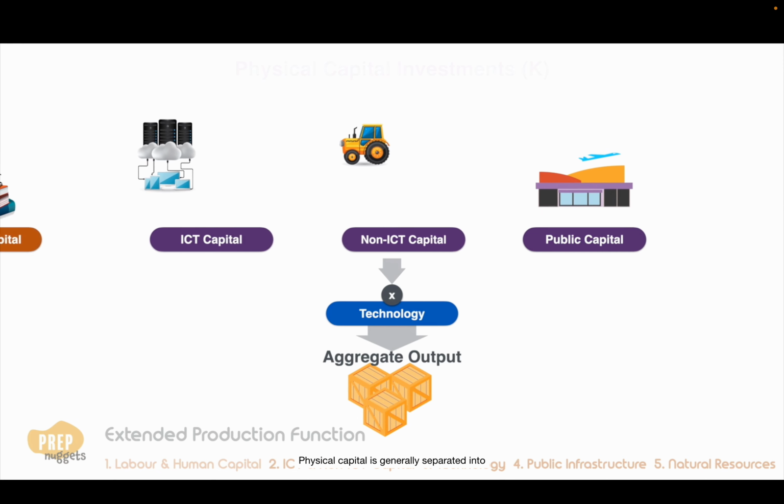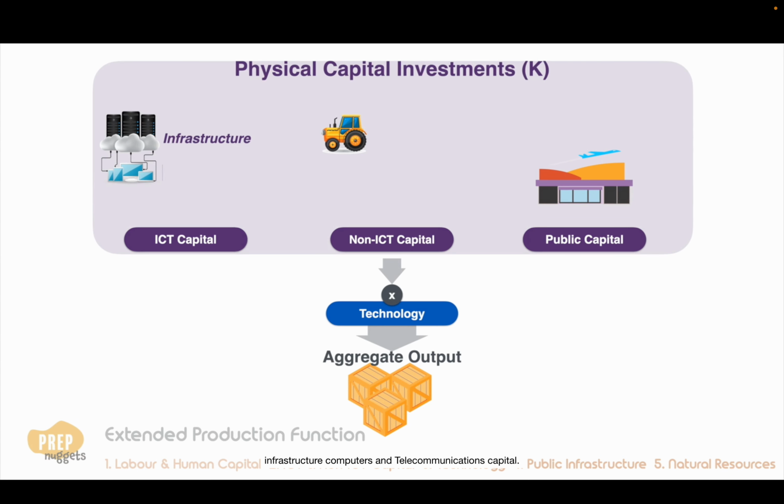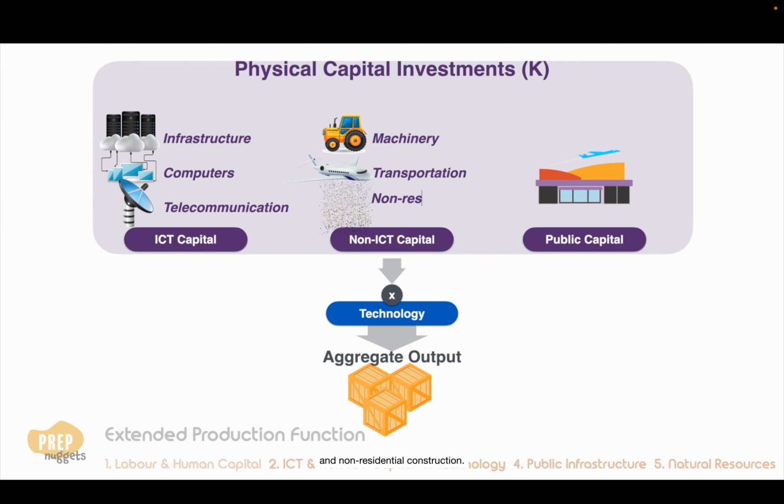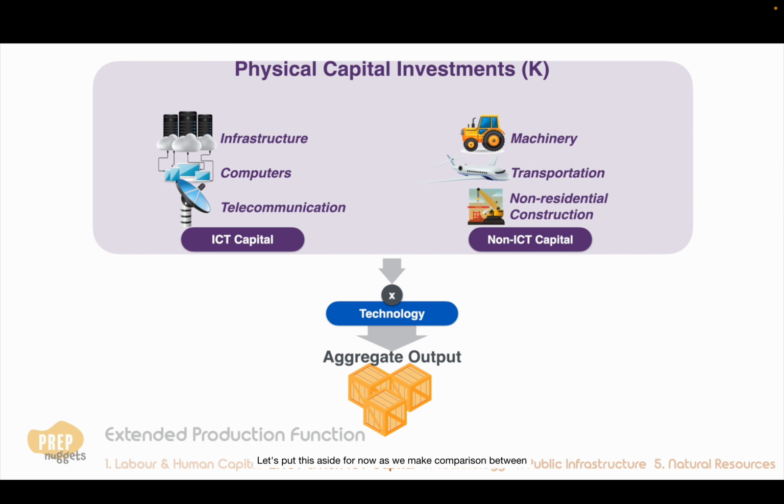Physical capital is generally separated into ICT capital, which includes computers and telecommunications equipment, non-ICT capital, which includes machinery, transportation, and non-residential construction, and public infrastructure capital, like airports, roads, and bridges. Let's put this aside for now as we make comparison between ICT and non-ICT capital.